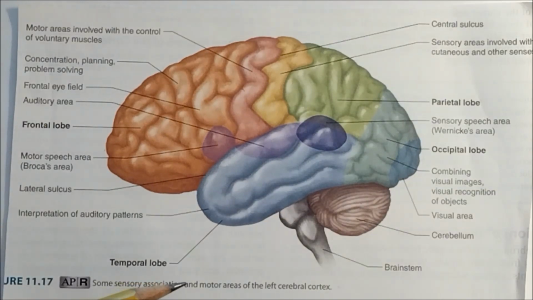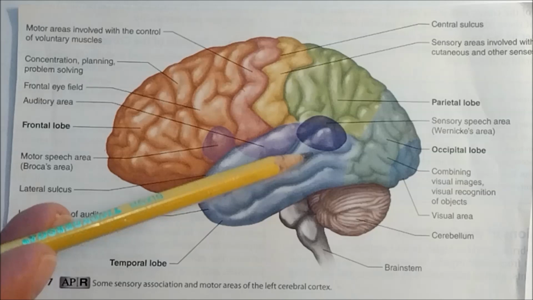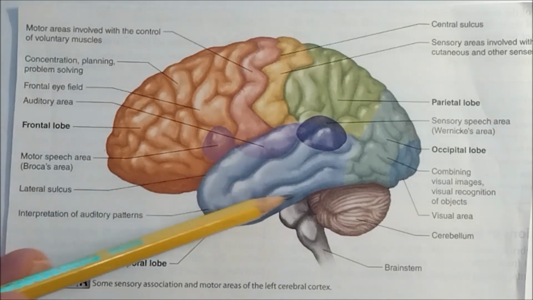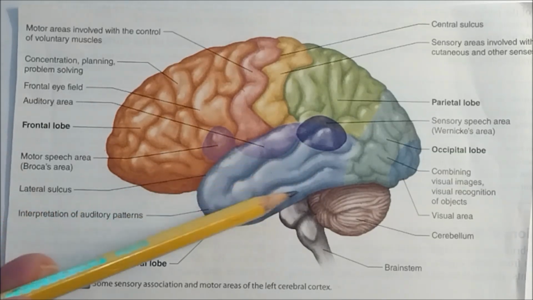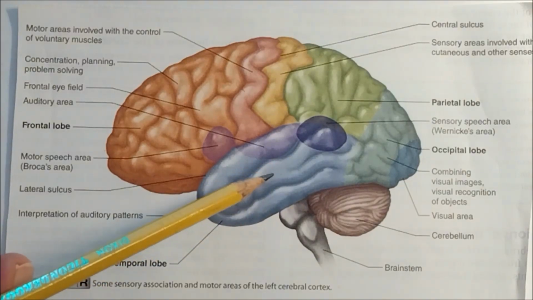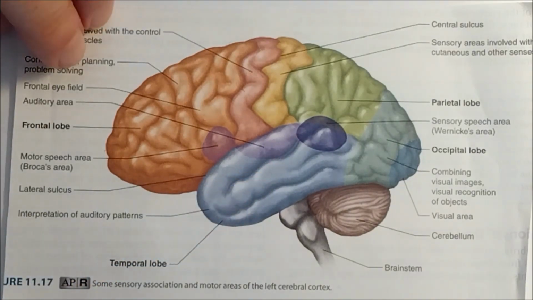Okay, lack of recent memory. The area of the brain is right in here, the memory area in the temporal lobe of the brain that we've discussed before. Okay.